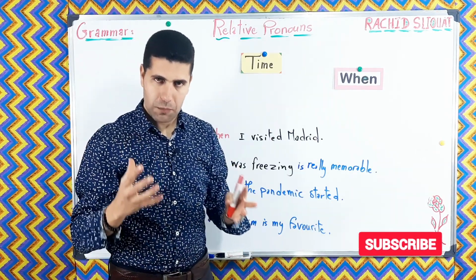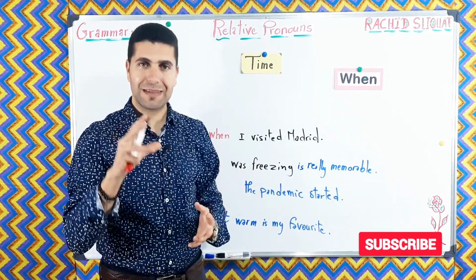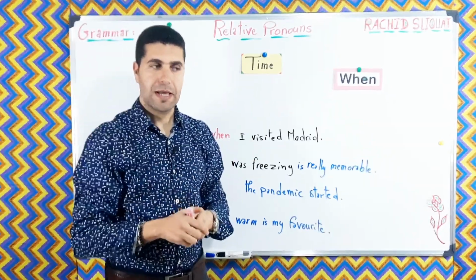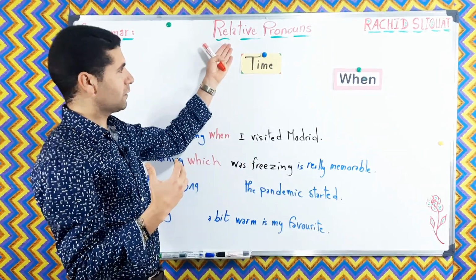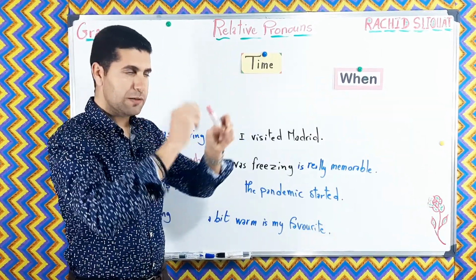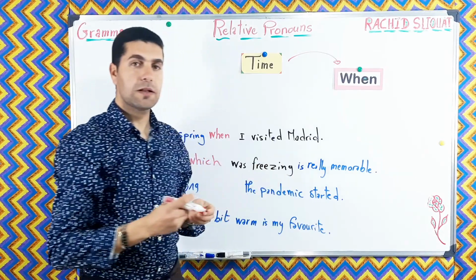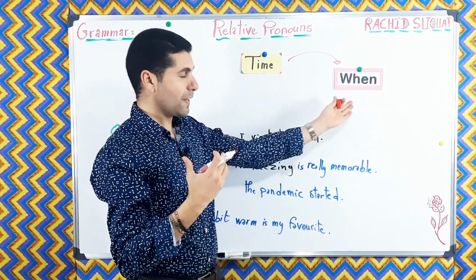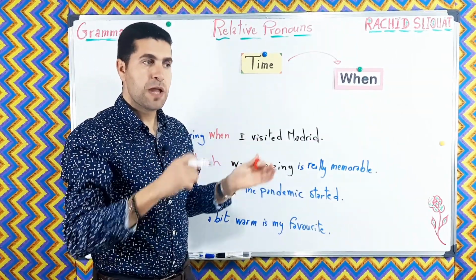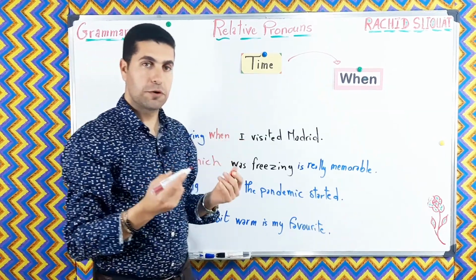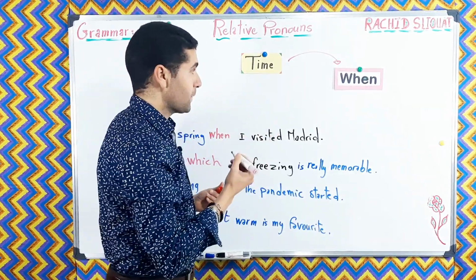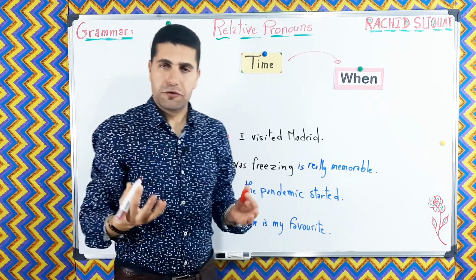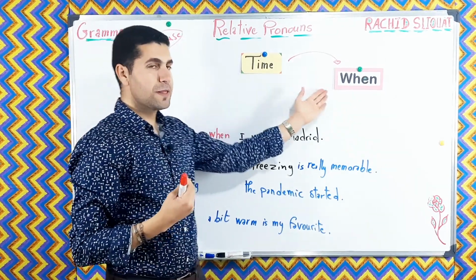So as you can see, today we are still talking about the relative pronouns, but today we are going to talk about the relative pronouns we use with time. Always when we talk about relative pronouns that we use with time, our minds go directly to the pronoun when, because we know that when is something that we use with time, either for questions or as a relative pronoun. When we use it with clauses, right?